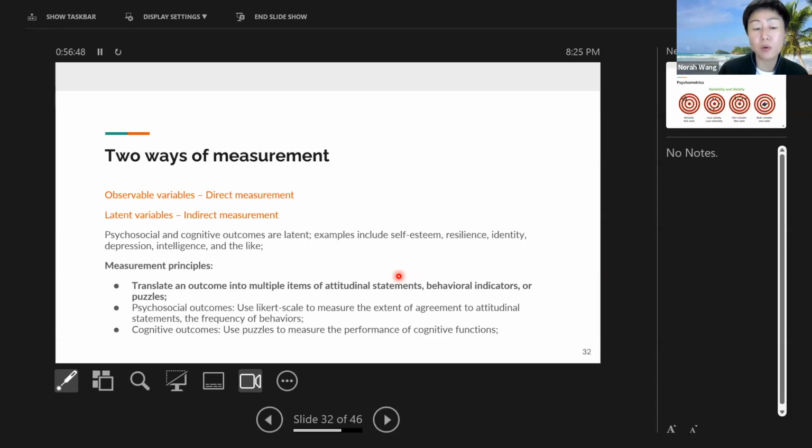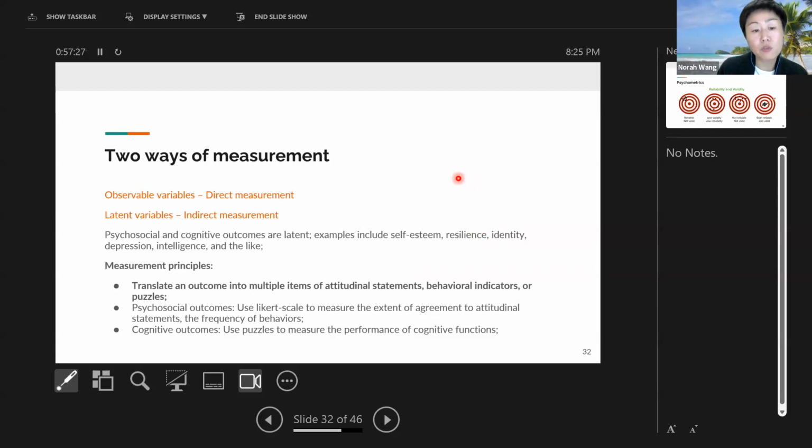For example, we often translate a latent outcome into multiple items. So we could use multiple items of attitudinal statements to measure attitudinal outcomes, right? We can also use multiple items of behavioral indicators to measure, for example, resilience, right? Or measure depression. And we can also use puzzles to measure intelligence.